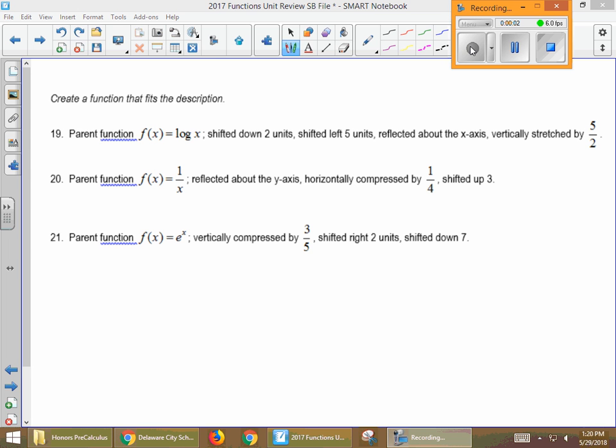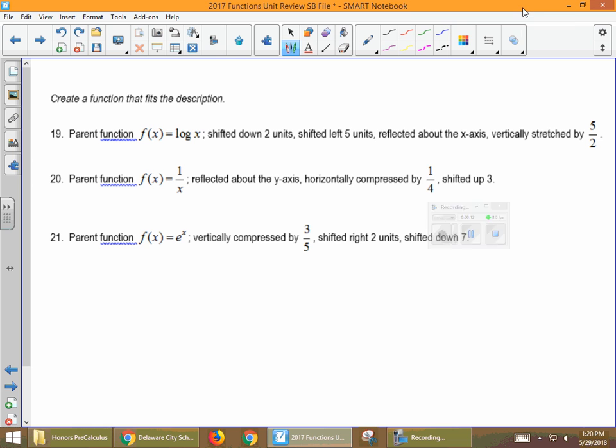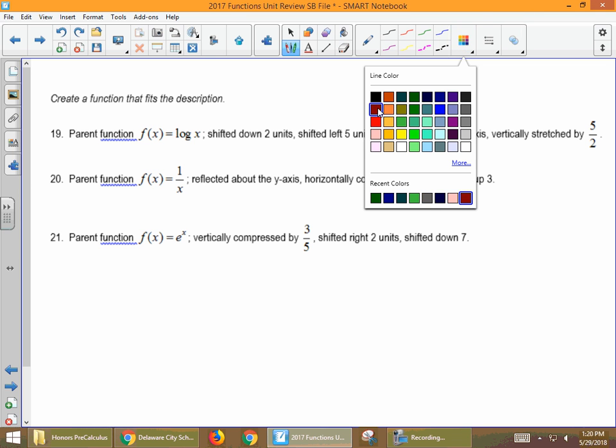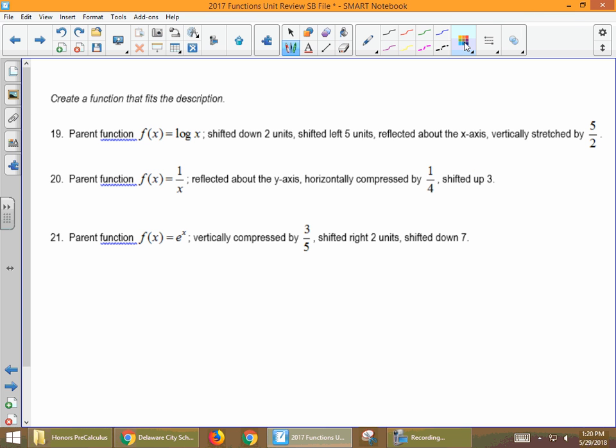Okay, last couple problems. If you can write an equation for a function given a picture, given the graph, then you can definitely do it given the description. These are much easier, kind of wind us down for the end of our review. Our parent function is log. I see down 2 units, left 5 units, reflected over the x-axis, and vertically stretched by 5 halves.